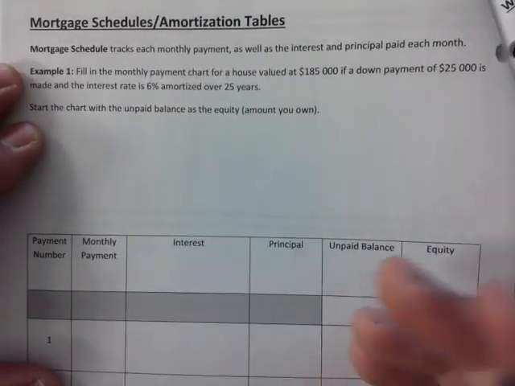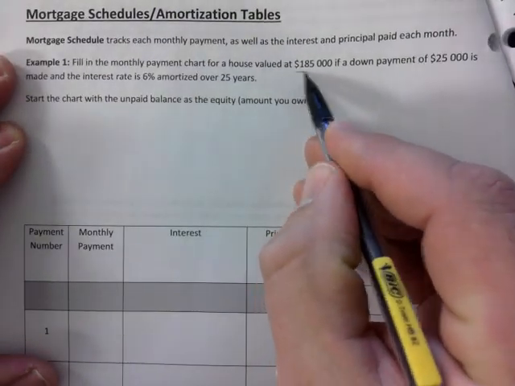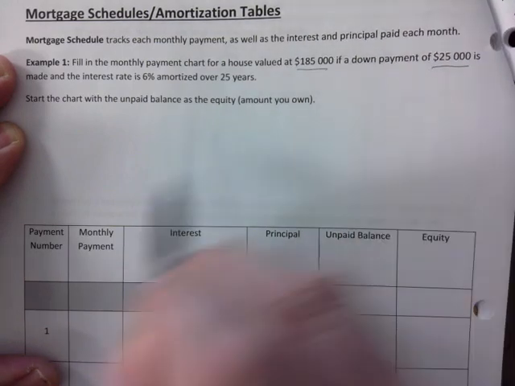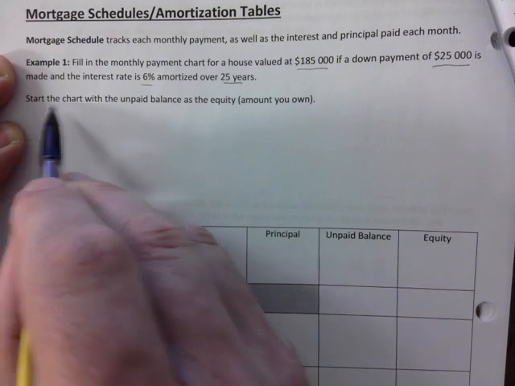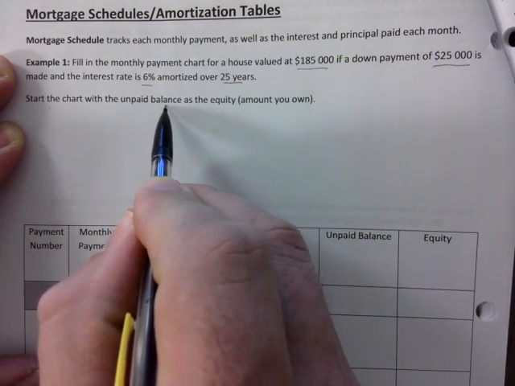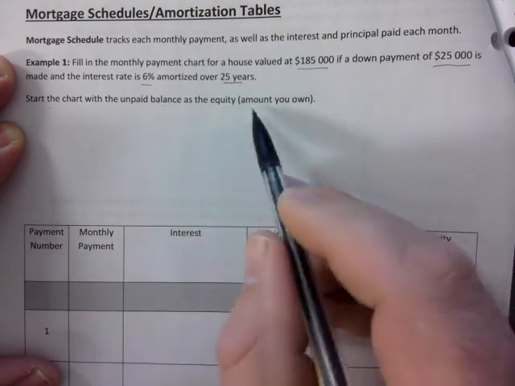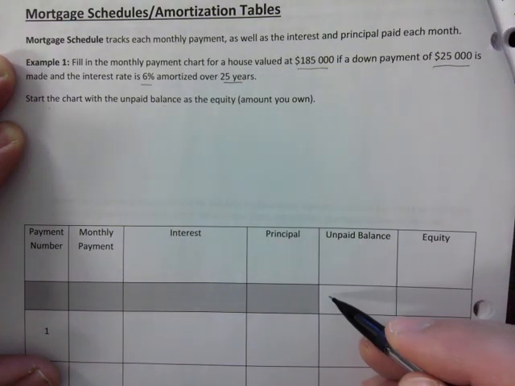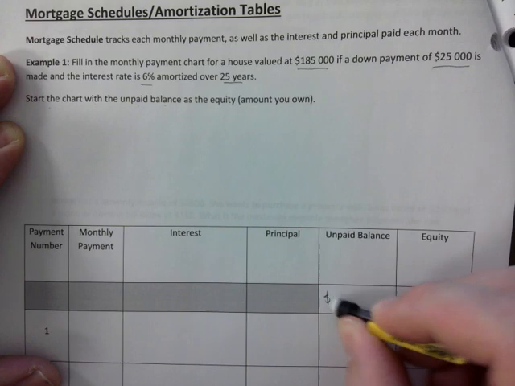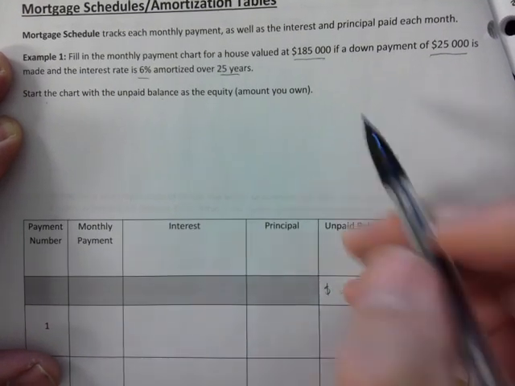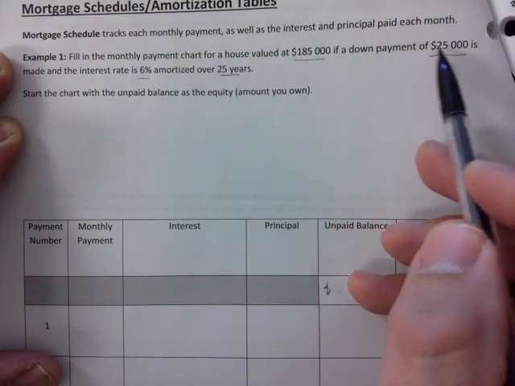Okay, so some of you started it. I appreciate that. 185,000 is a 25,000 down payment, 6% over 25 years. Start the chart with the unpaid balance as well as the equity, the amount you own. So the unpaid balance would go right here. Nope, sorry. What's my unpaid balance? It's the difference between these two.